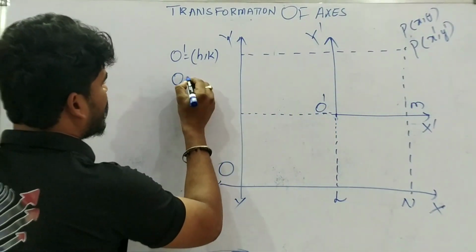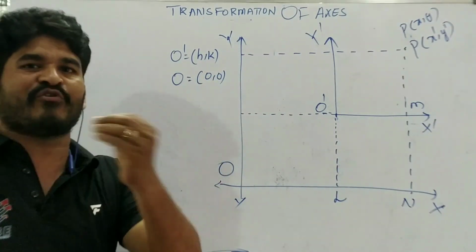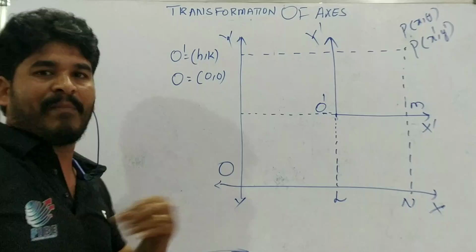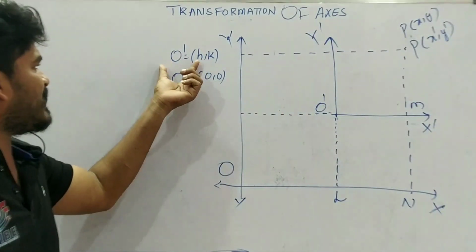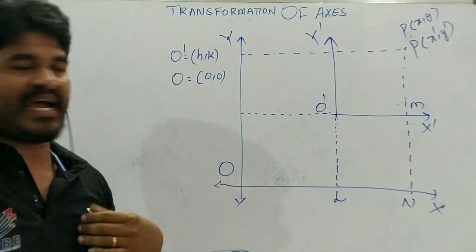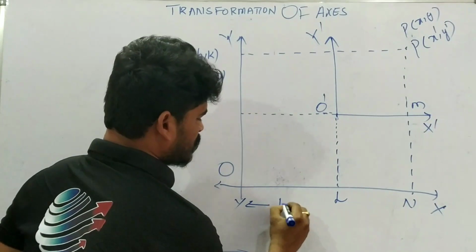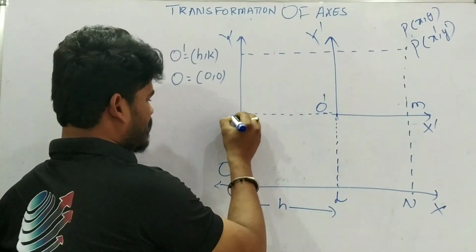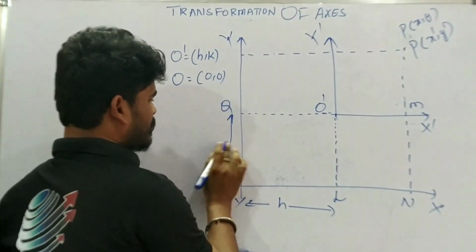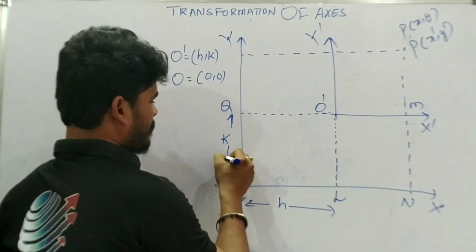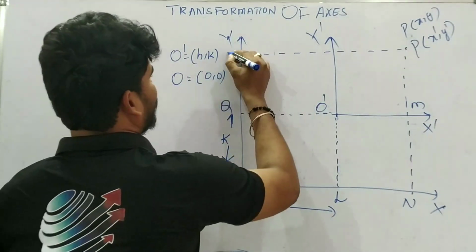The origin point O is (0, 0). Actually, before the change the origin point is (0, 0), but whenever we change the origin point, we assume that O dash equals (h, k). Right? Therefore, OL equals h. In the same way, assume this point is Q, so OQ is nothing but k. This one is R.